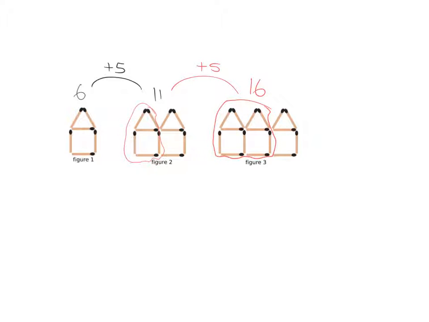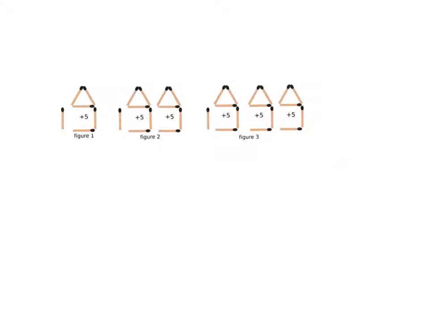16 matches. And then you can quite easily picture what would happen for figure 4. Because if you picture figure 4, it's going to have everything that was in figure 3, and then you're going to put on those 5 more matches around the side, and so you're going to have 21. And this sort of way of seeing a pattern is going to help us figure out how many matches are in the 100th pattern.